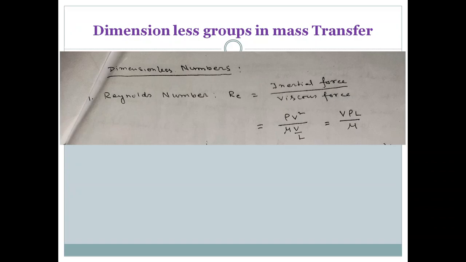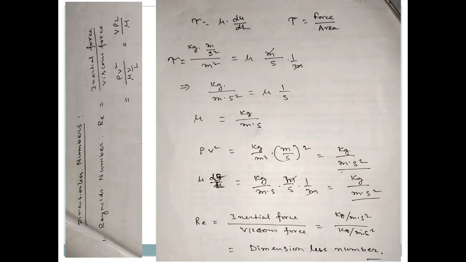Now, although you know, I am just reviewing this from the heat transfer part, and how the dimensionless nature comes, you should check it. The Reynolds number is inertia force by viscous force, that is rho v square by mu v by d. Now what is mu du by dl? It is tau, tau equal to mu du by dl. The sign I am not considering because I can put it there.